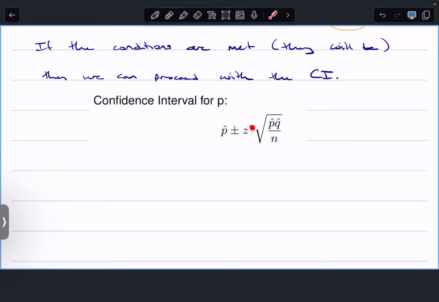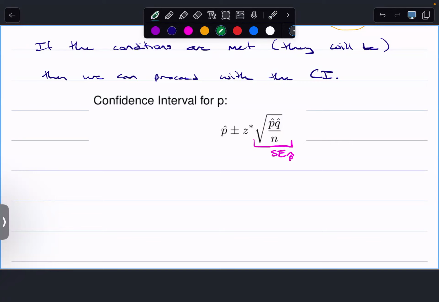And so Z star is on our table, right? And that's the only thing that dictates the width of our interval, right? And then the square root of P hat Q hat over N, right? Because here, this is the standard error. This is the standard error of P hat, where we've just replaced the P's with P hats, and therefore Q's with Q hats.